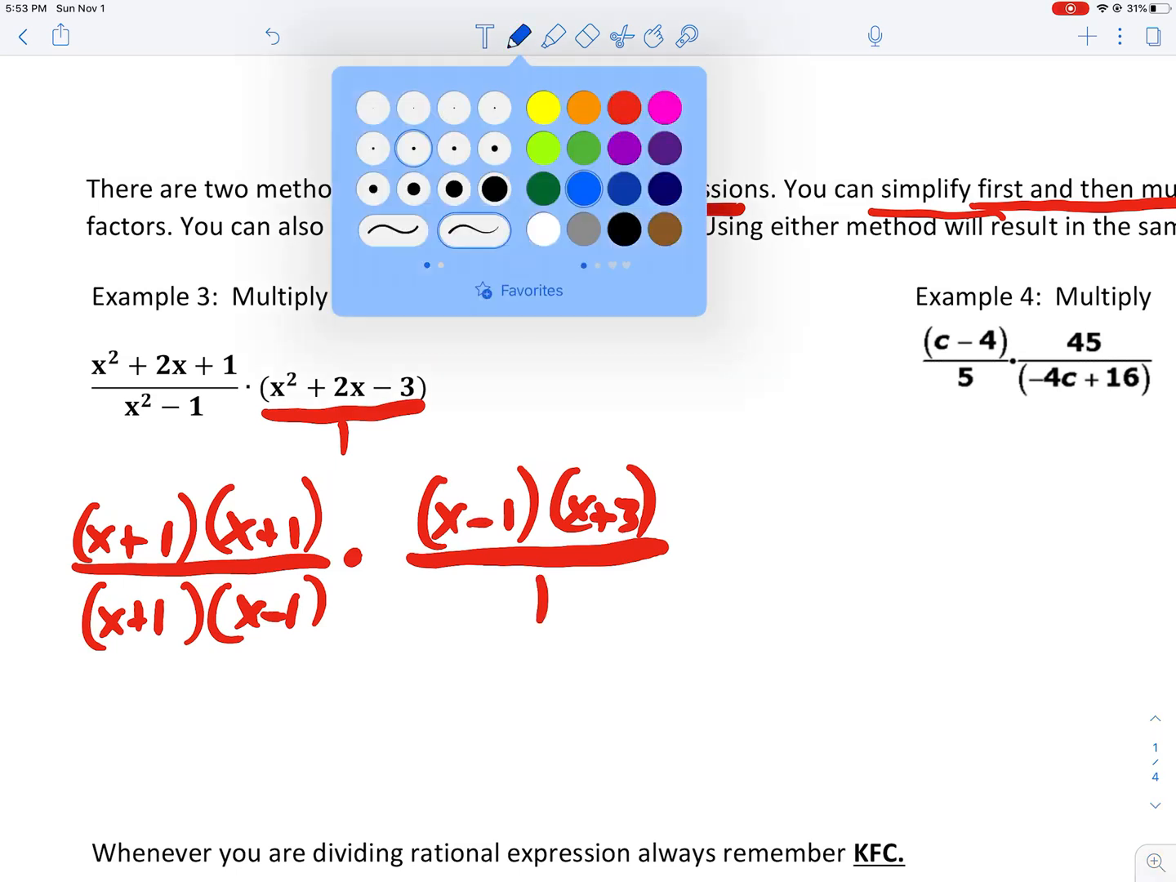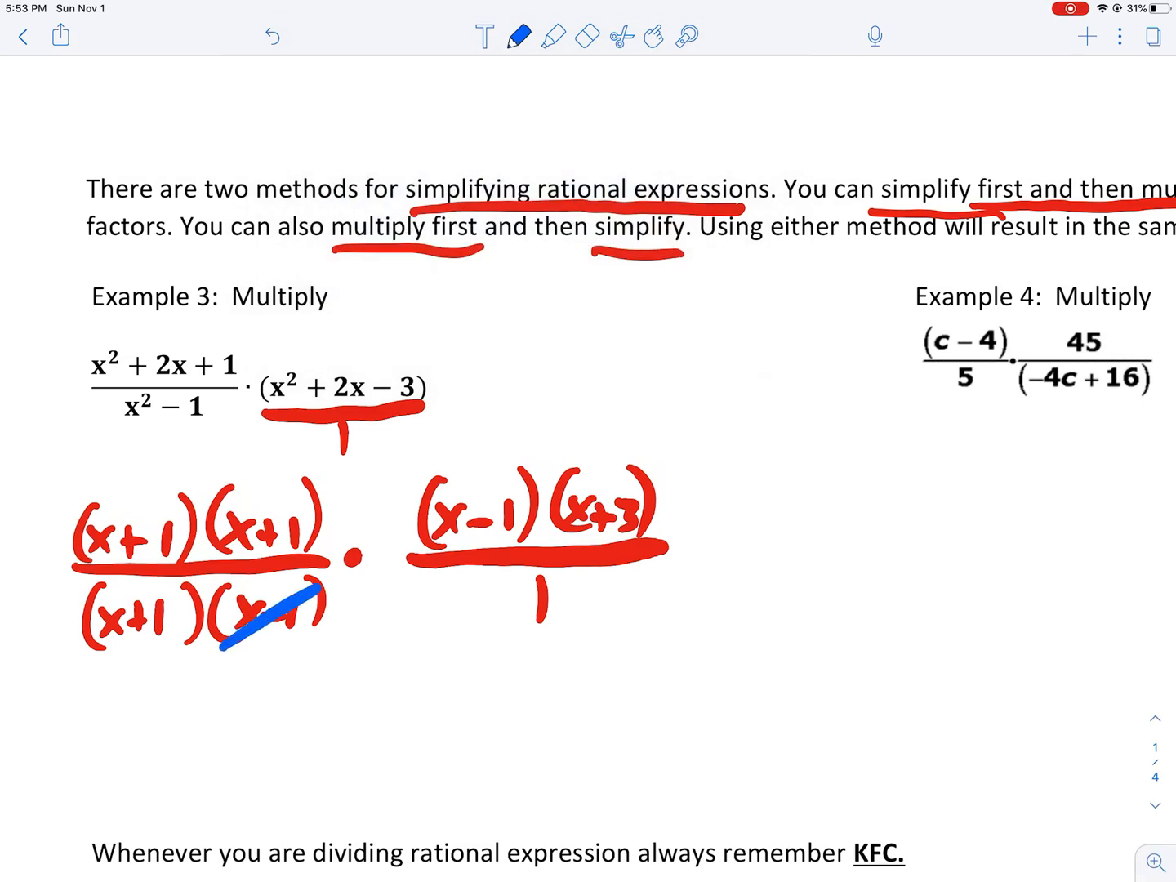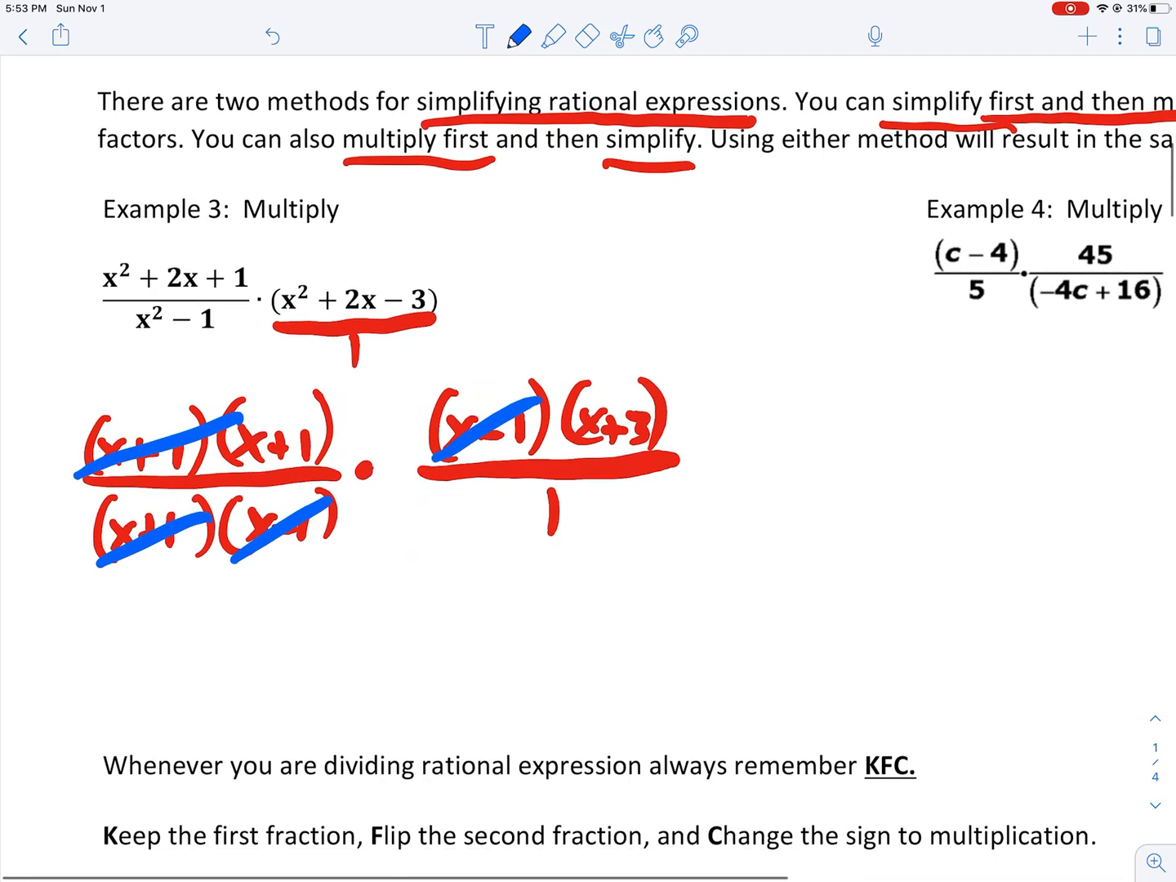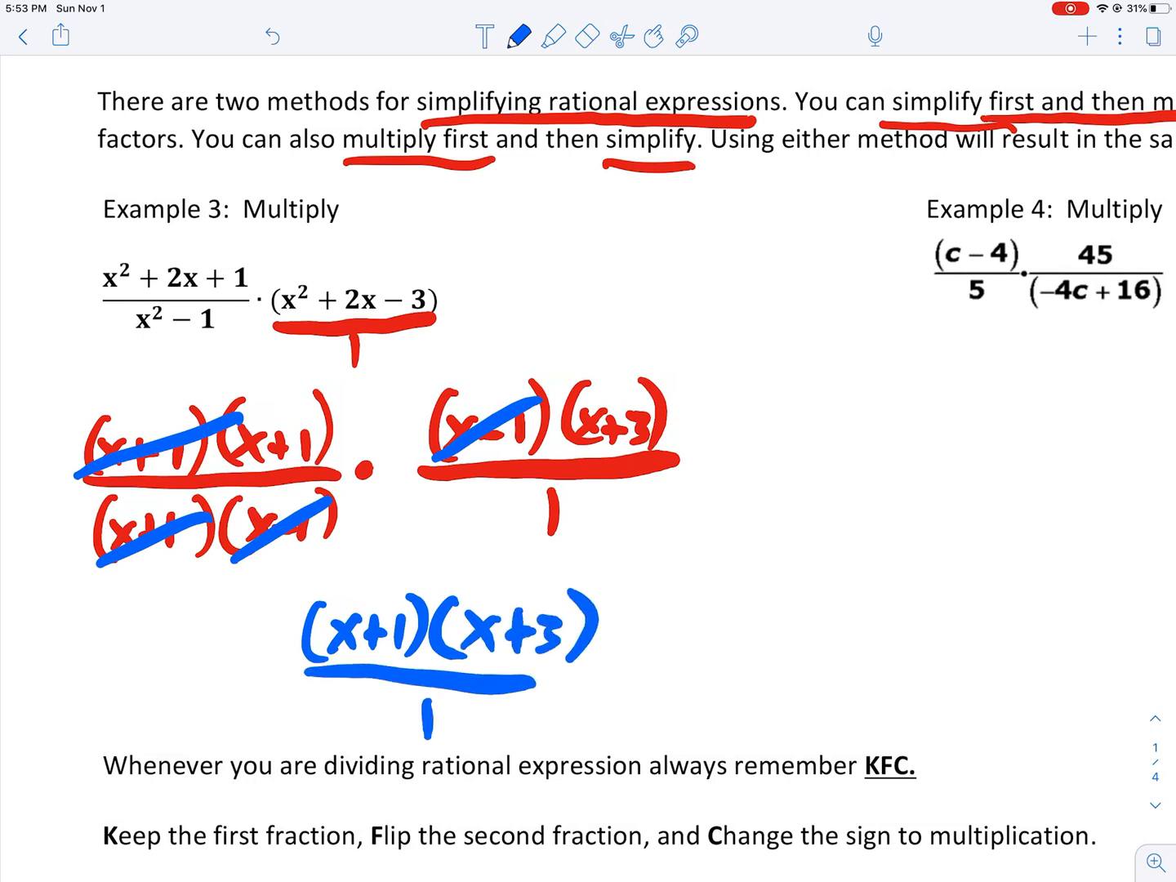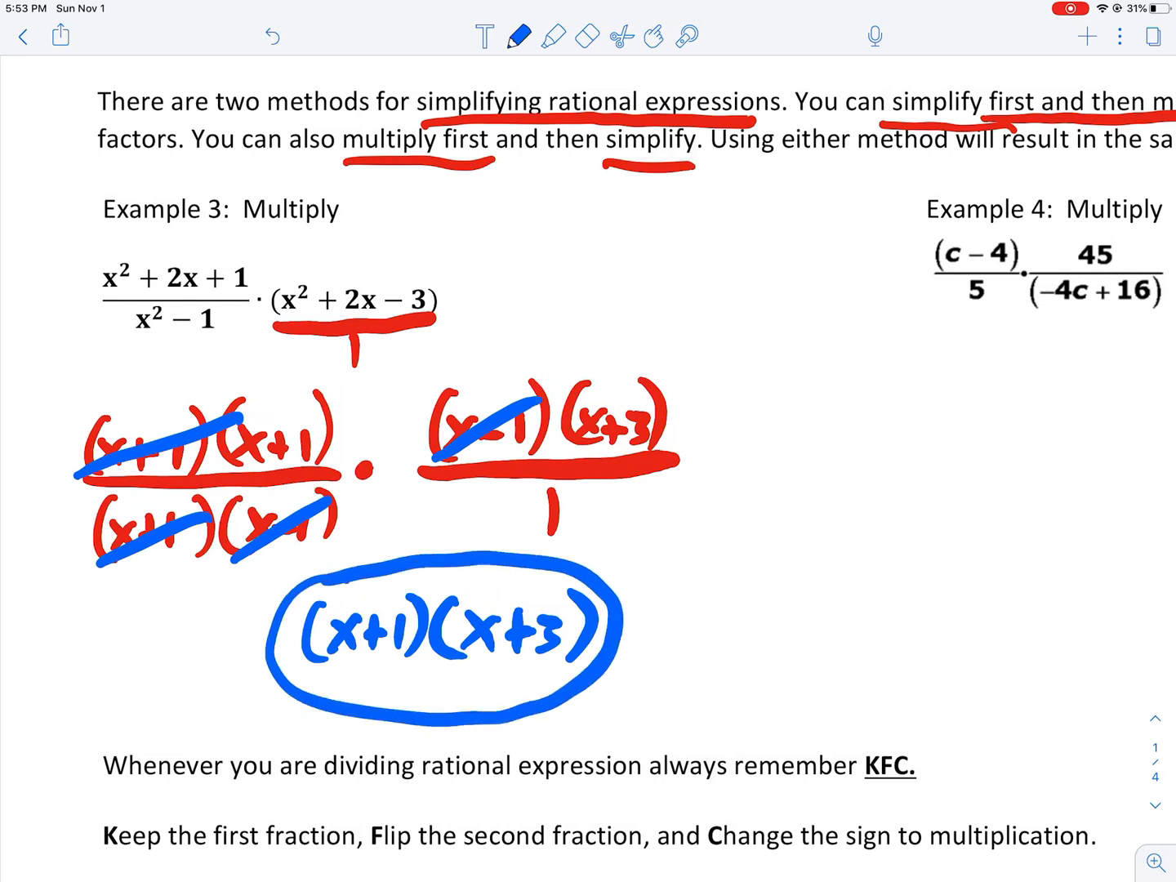So now I can simplify. So the x minus 1 and the x minus 1 reduce. That x plus 1 and the 1 on the numerator reduce. Doesn't matter which one. So now I've simplified, made it a little easier to multiply. So multiply straight across. You have x plus 1 times x plus 3. You can put it over 1, but you do not have to. So that would be your simplified answer. So by factoring, I was able to reduce and make the work a little easier before I multiplied.